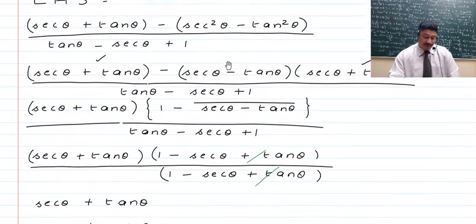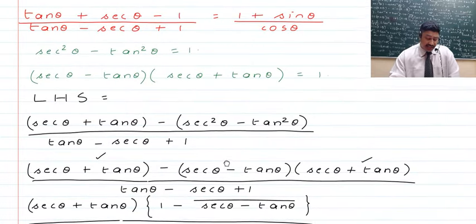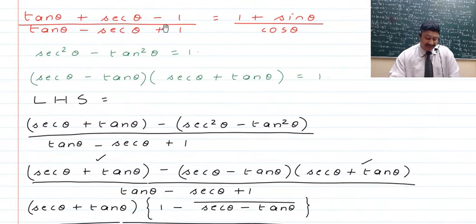In the question children, you've been given here that we have tan theta plus sec theta minus 1, which is divided by tan theta minus sec theta plus 1, which is further equal to 1 plus sin theta upon cos theta. Now here we are trying to do this by a simpler method, that is, we use sec square theta minus tan square theta to be equal to 1.